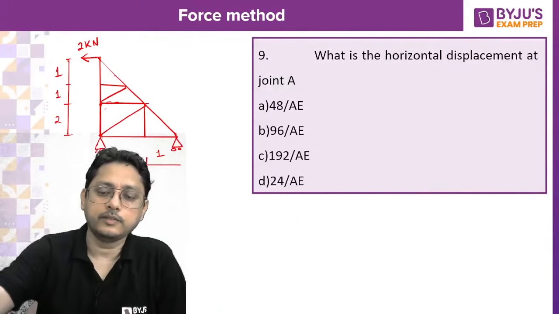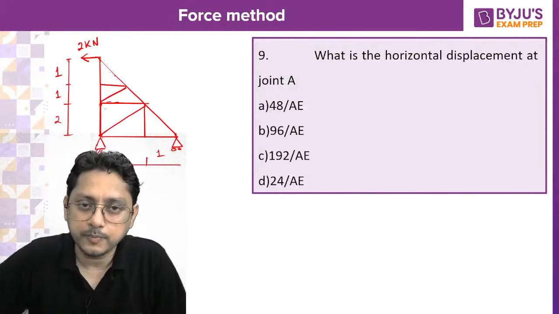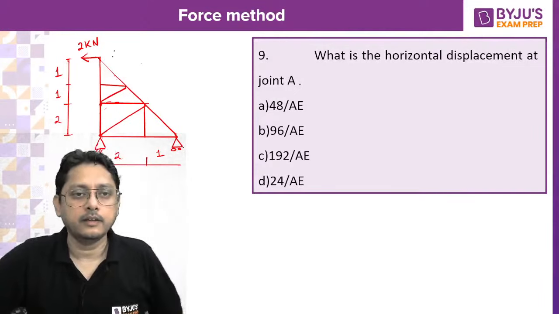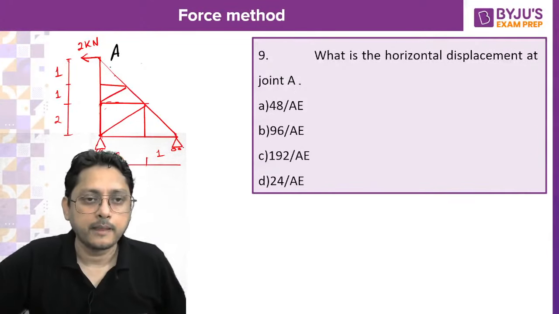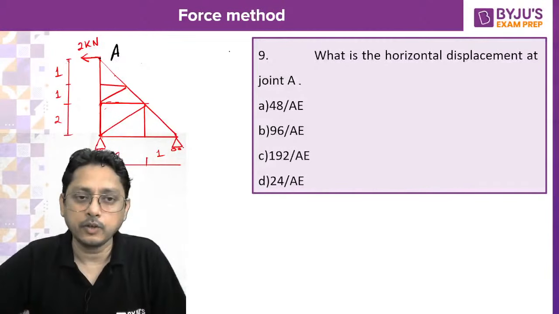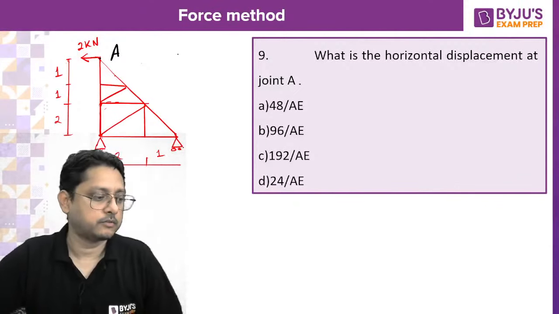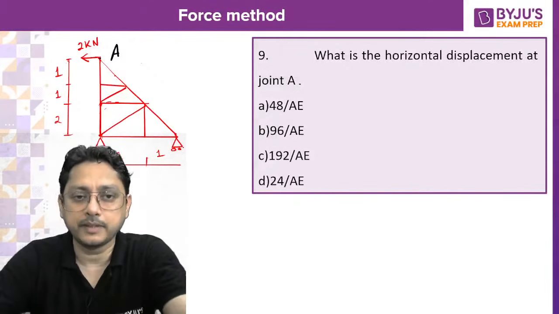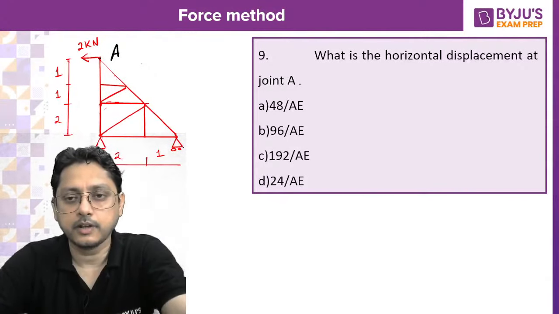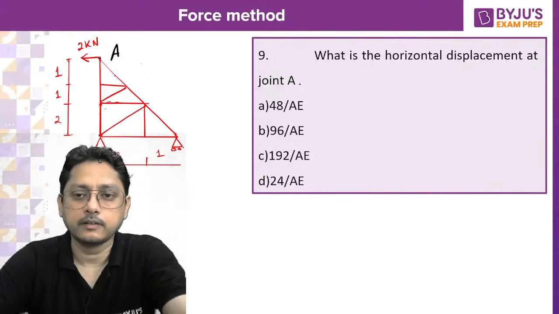Then you can solve. See, this is also, once again, you can apply Castigliano. He's asking about the truss. What is the horizontal displacement at joint A? This is your joint A. So if horizontal displacement is asked, either you can apply the unit load method, or you can apply Castigliano. Any of the methods can be applied. Both are okay.